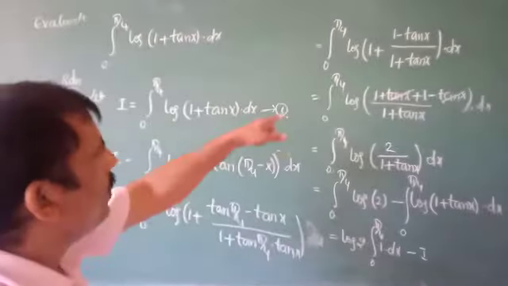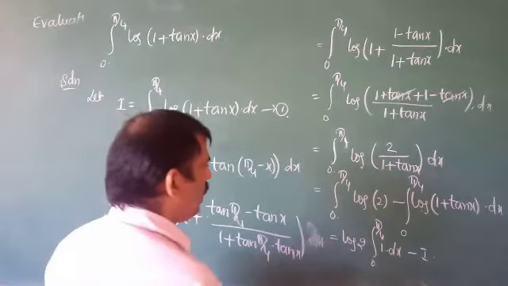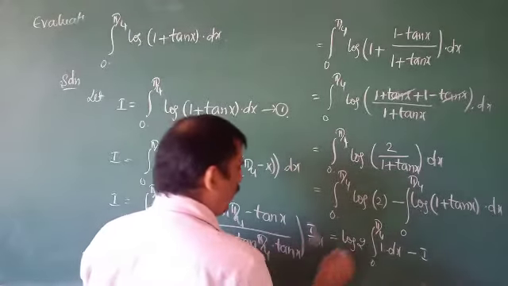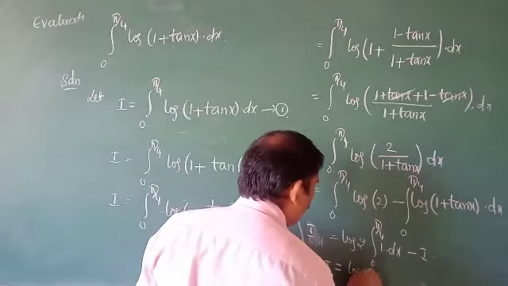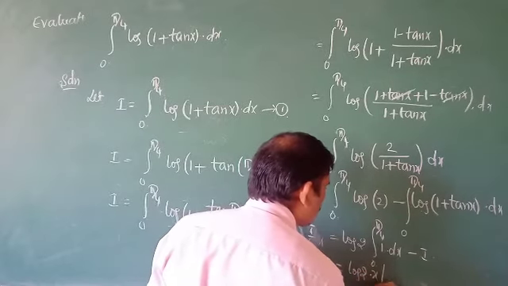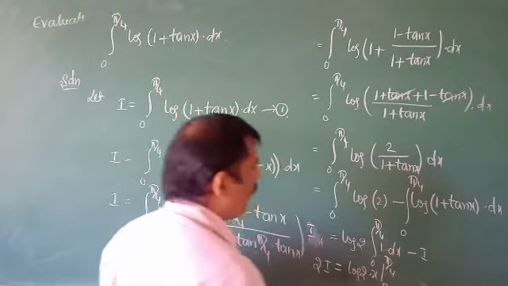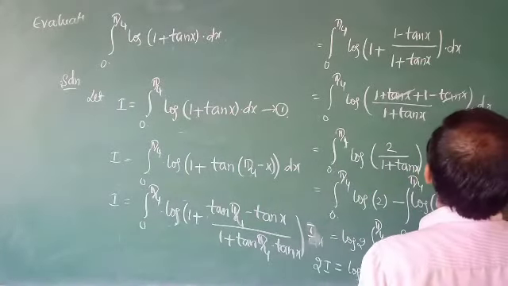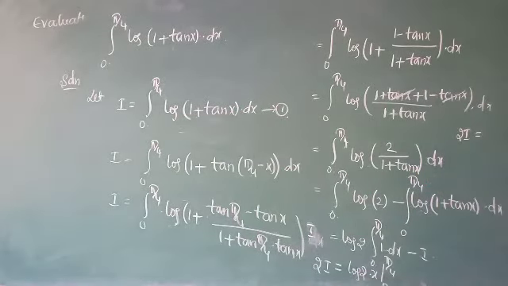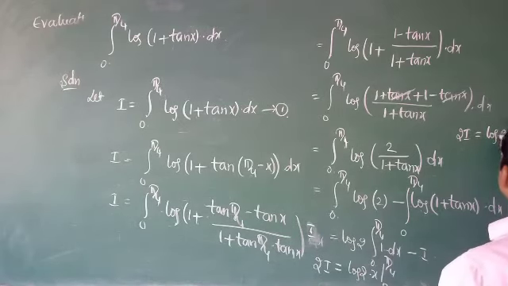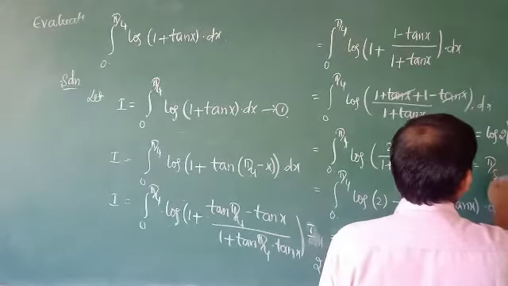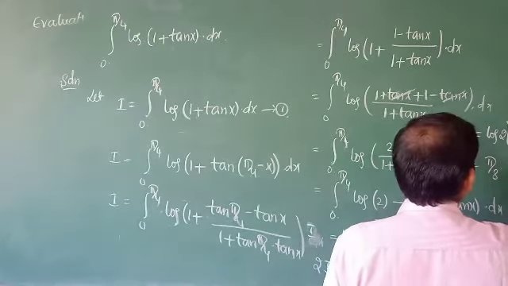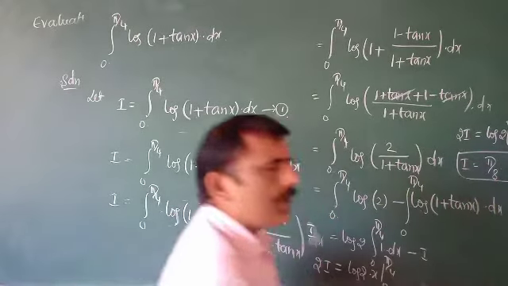Taking I to this side, since I is already there, I plus I is equal to 2I, which equals log 2 into x from 0 to pi by 4. So 2I is equal to log 2, which is common, into pi by 4 minus 0. So I is equal to pi by 8 into log 2. So the value is pi by 8 into log 2.